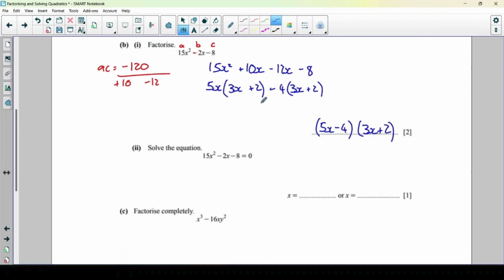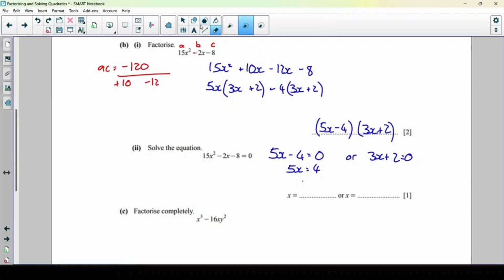This next question follows on from the one above. Look, it's exactly the same quadratic. So now we've factorised it, all I want is either 5x minus 4 equals 0, or 3x plus 2 equals 0. So 5x equals 4, so that gives me x equals 4/5 when I divide both sides by 5. Or here 3x equals minus 2, and then divide both sides by 3, and we get x equals minus 2/3.